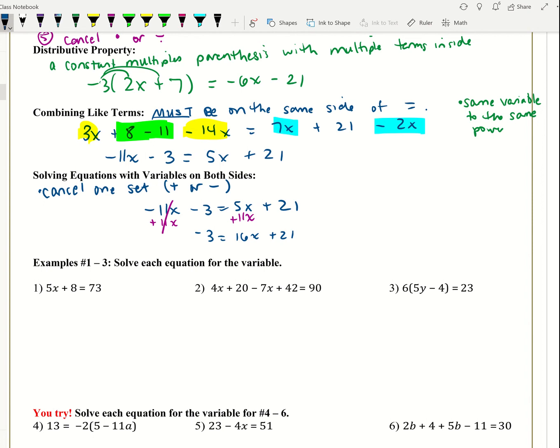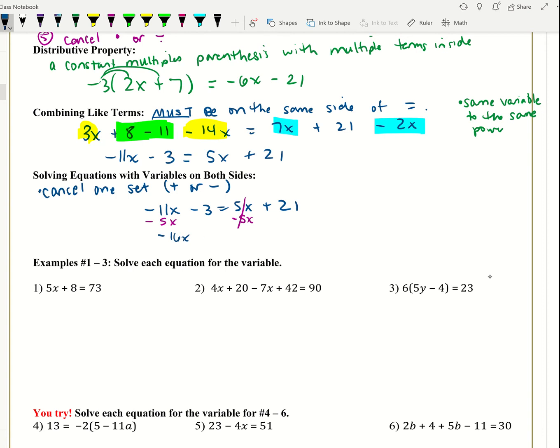Now that's not the only way to do it. Alternatively, what we could have done is I could have canceled the 5x. This is a positive 5x, so I'd cancel it with subtracting 5x.